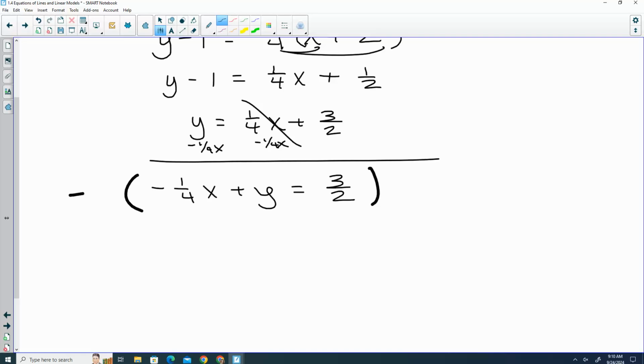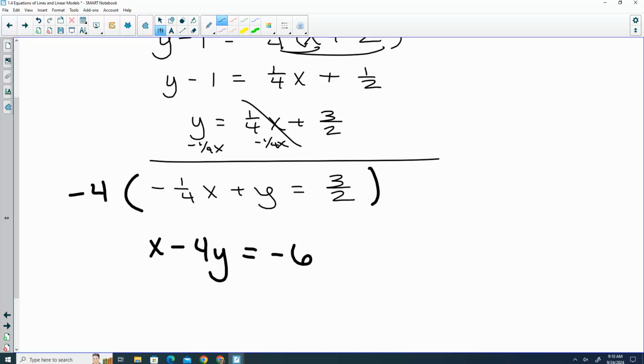I also said that there's no fractions. So what would I have to multiply by to get rid of this? Times a 4. Would that cancel both of my fractions? Yeah. So if I take everything times -4, -4 times -1/4 is a positive 1. -4 times 1 is -4y. -4 times 3/2 is -6.